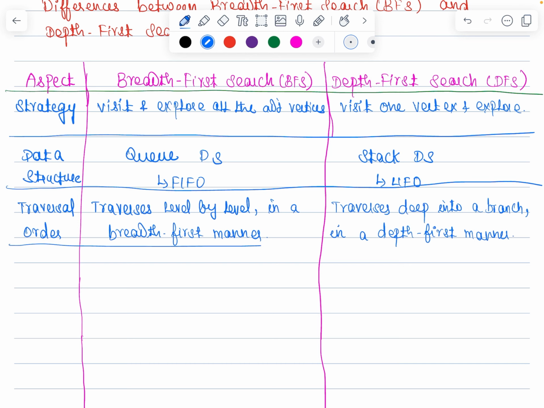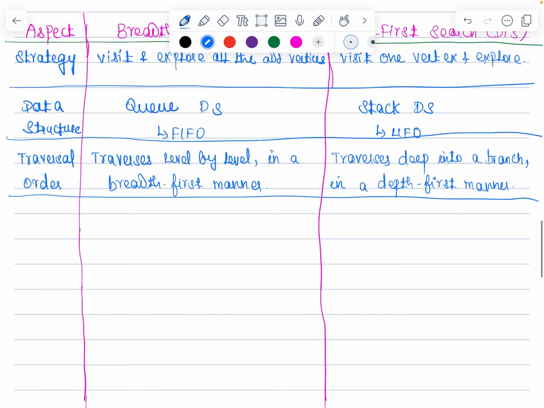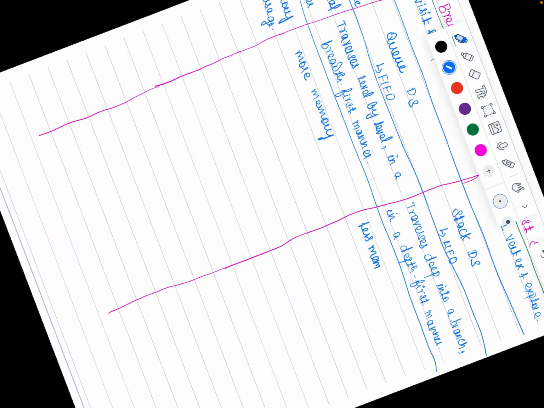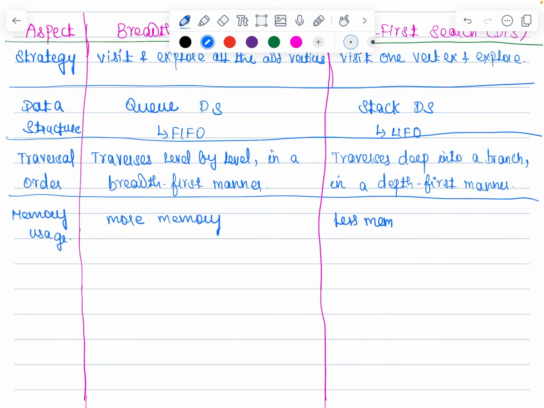And the next difference is memory usage. Generally, BFS requires more memory to store the queue data structure, and DFS requires less memory as it only needs to store the current path, because whenever we perform backtracking, the nodes are popped out from the stack. So, it requires less memory as it only needs to store the current path.